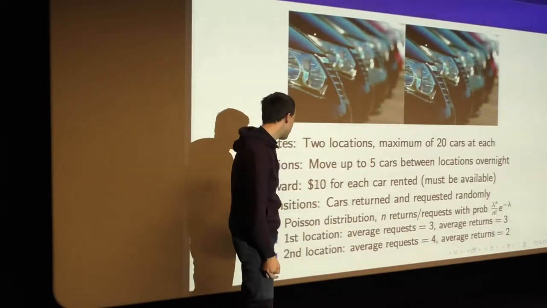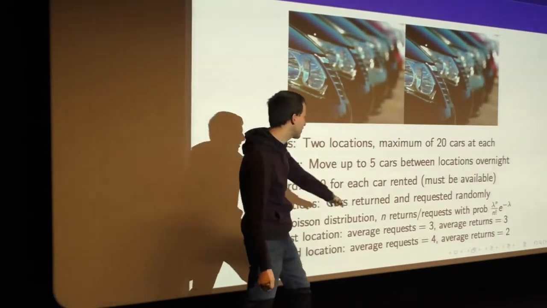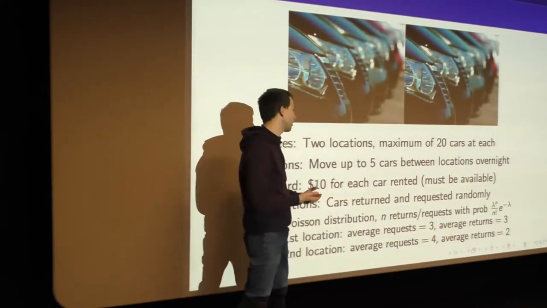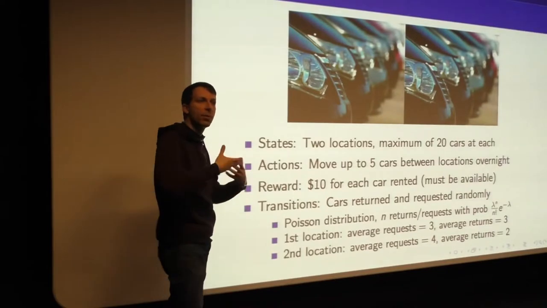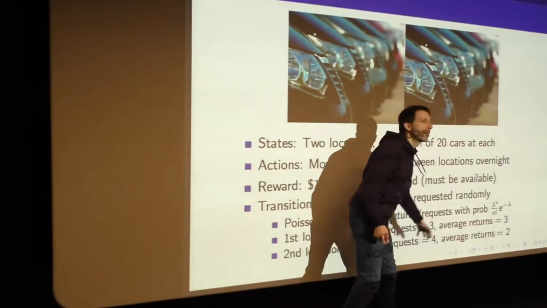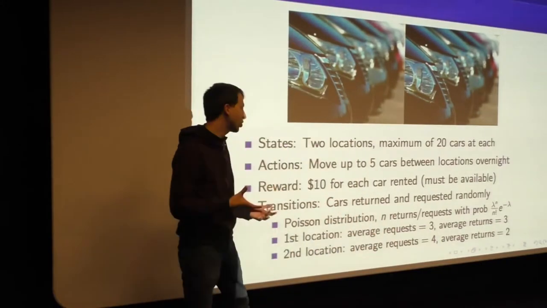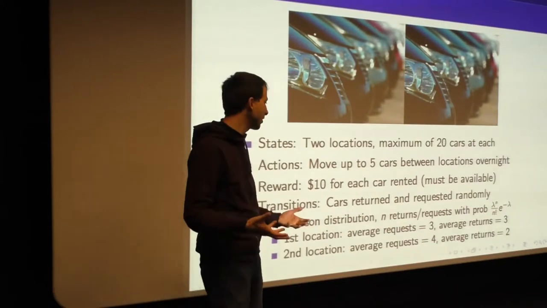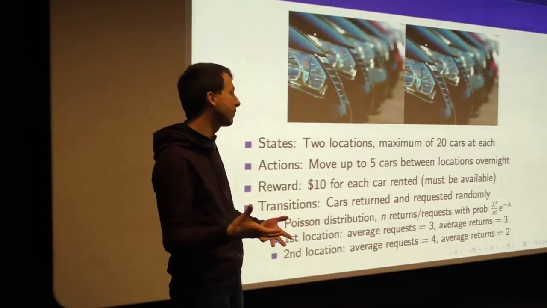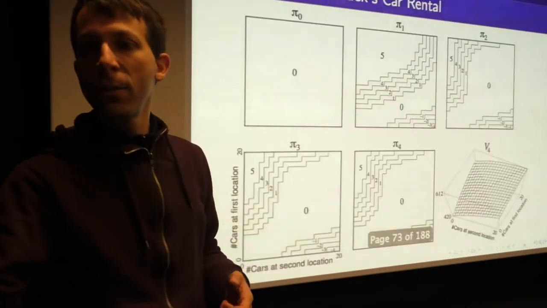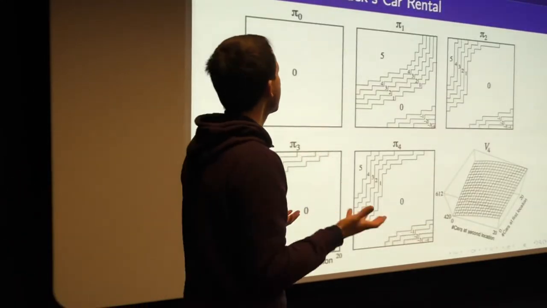But roughly speaking, the main point is that one location gets the same number of requests and returns. The return rate is the same as the request rate. It's a random process, but with the same rate. But the other one gets more requests than it does returns. So the second location is typically going to be short of cars if you don't shift things over, because it gets more requests for cars than people are actually returning them. Okay? So what we're going to do is just see what policy iteration looks like.